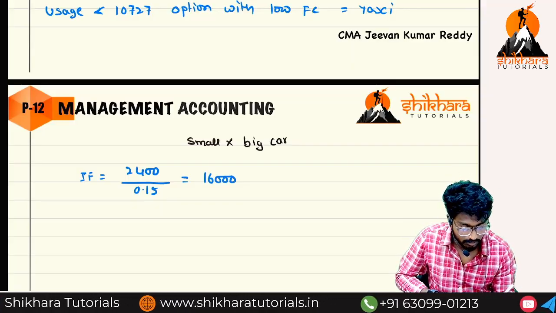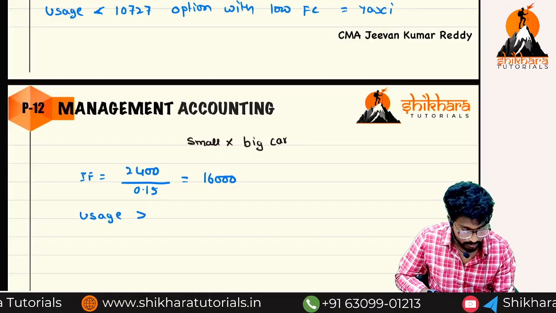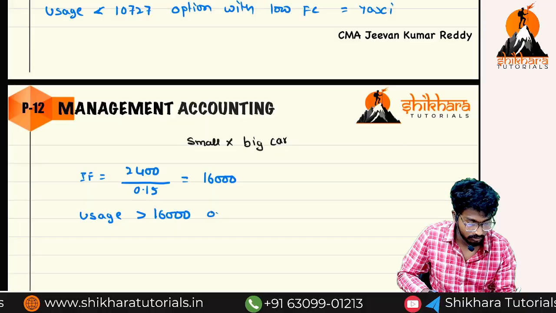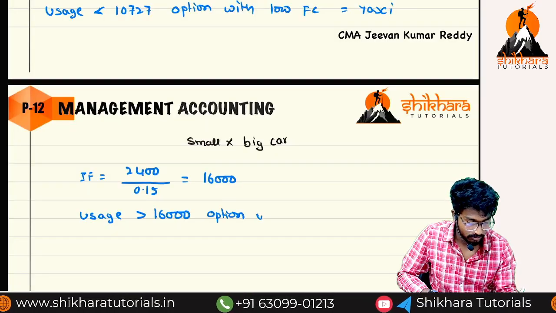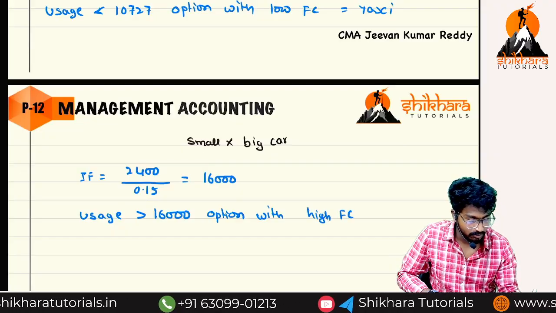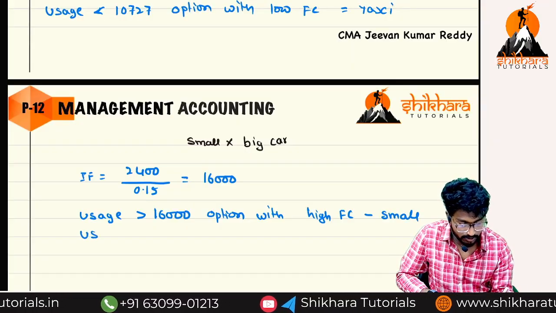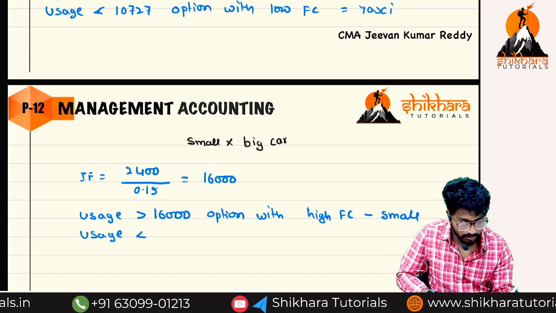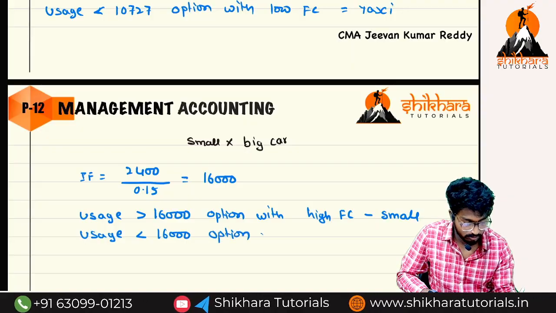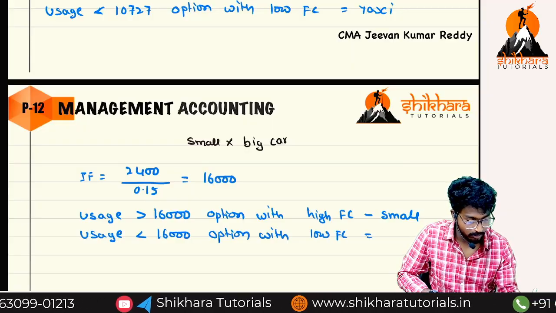Now, what is the decision making? Usage greater than 16,000: option with which car? High fixed cost. That is which one? Small car. Now, usage less than 16,000: option with low fixed cost, big car.